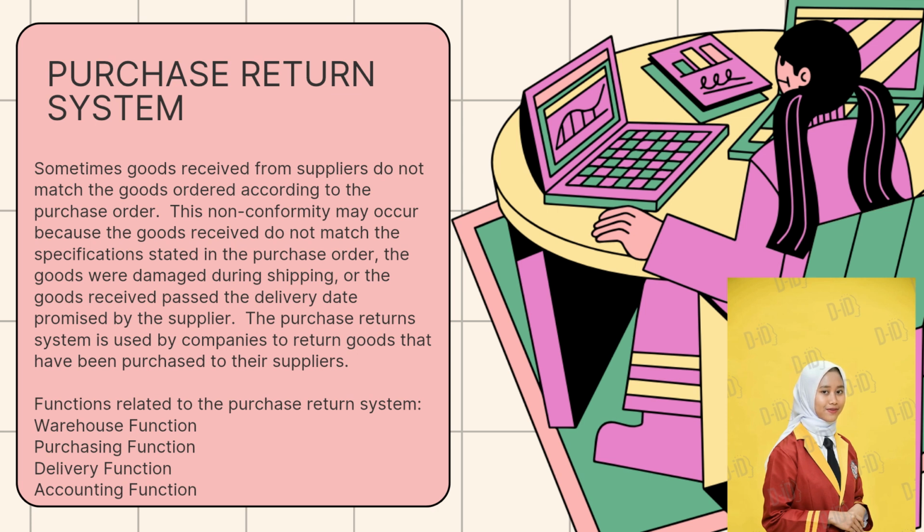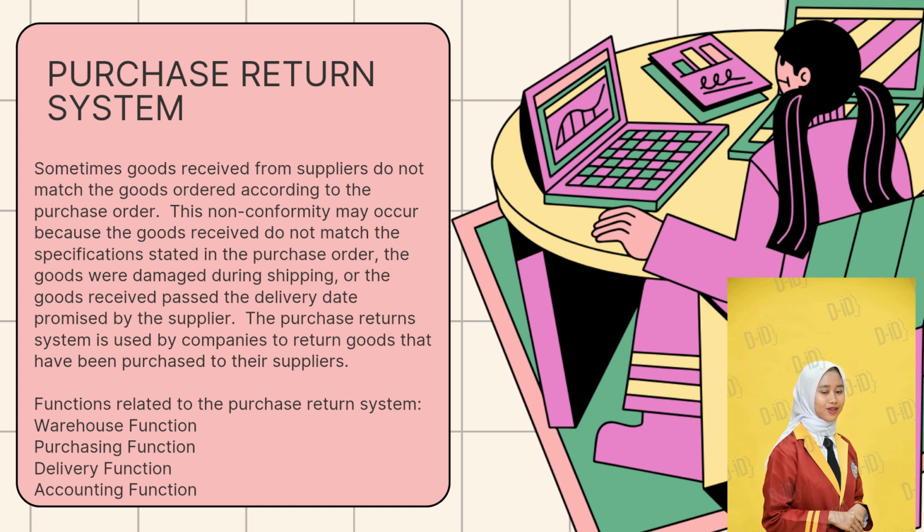Sometimes the goods received from the supplier do not match the goods ordered according to the purchase order. This nonconformity can occur because the goods received do not match the specifications stated on the purchase order, the goods are damaged during delivery, or the goods received are past the delivery date promised by the supplier. The purchase return system is used by companies to return goods that have been purchased to their suppliers.